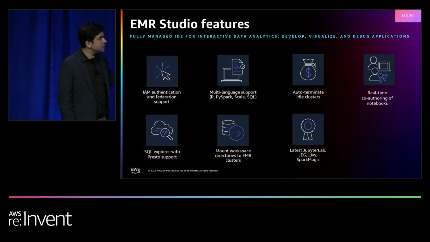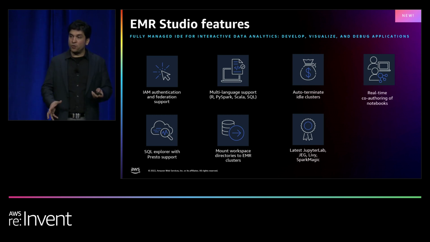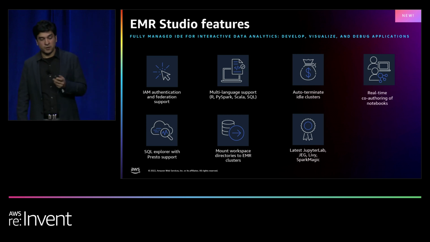Some of the key features: for single sign-on, we support IAM authentication as well as IAM Identity Center, formerly called AWS SSO. We have multi-language support in EMR Studio notebooks. This is a differentiating feature because Jupyter doesn't come with this. You can actually have mixed language support. A single notebook can have part of it in Scala and part of it in Python, so you can take advantage of both of these languages. EMR on EC2 clusters also auto-terminate when they're idle, and you can set it up. We support real-time co-authoring of notebooks, which is good for certain use cases.